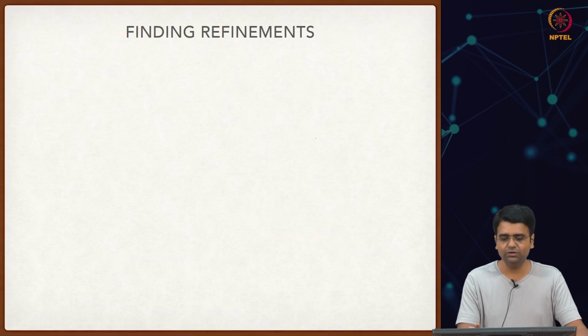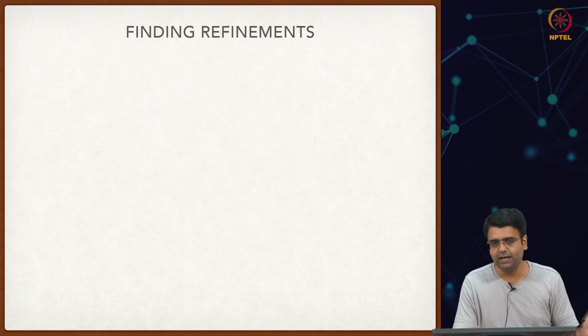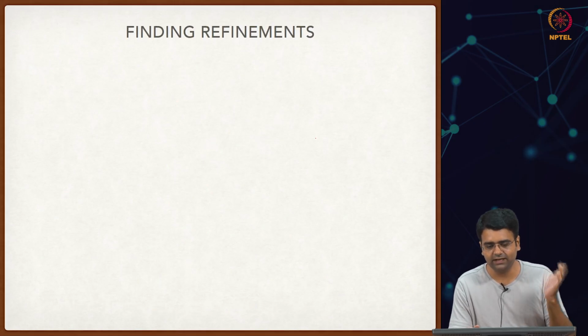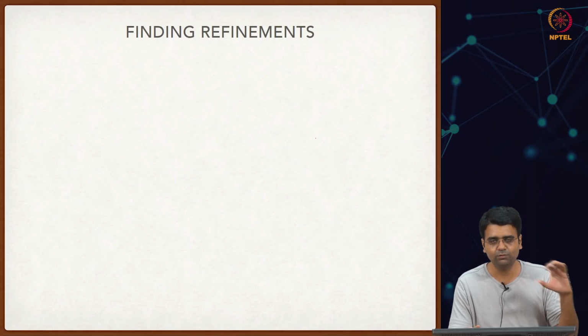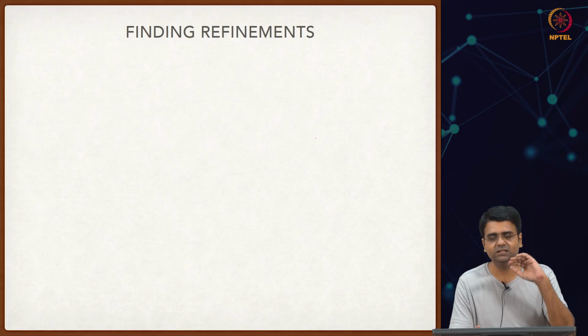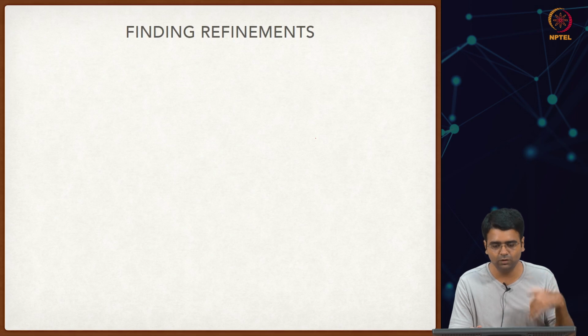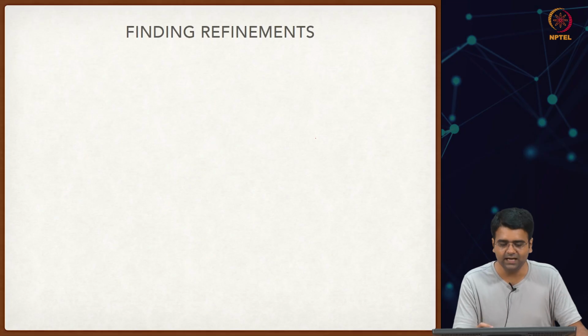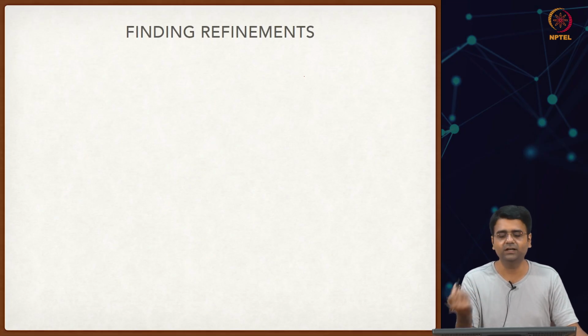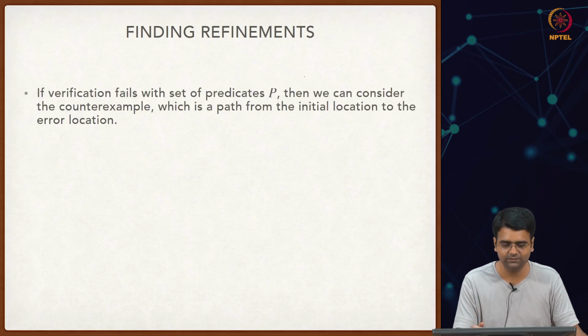Now the question is, when abstract model checking returns an error, in the sense that it says this program is unsafe, it returns a concrete counterexample, which is a path through the program. How do we then refine the predicate abstraction domain? How do we make it more precise so that this spurious counterexample goes away? Let us see how to find refinements of the predicate abstraction domain in an automated fashion. We don't want to do this manually.